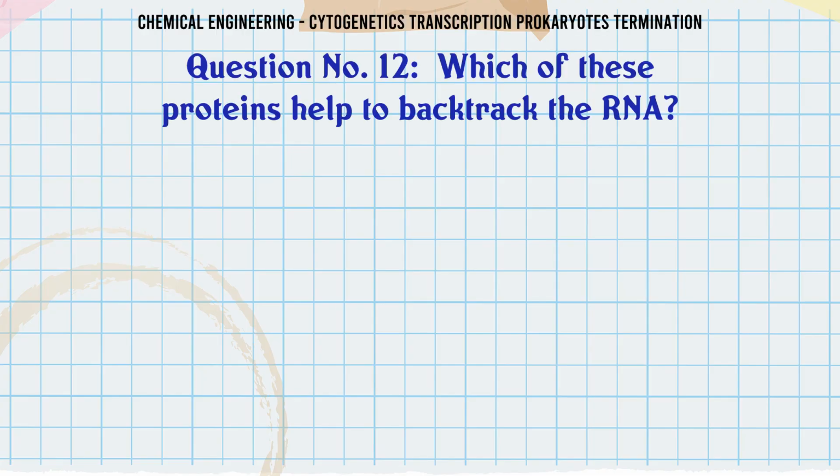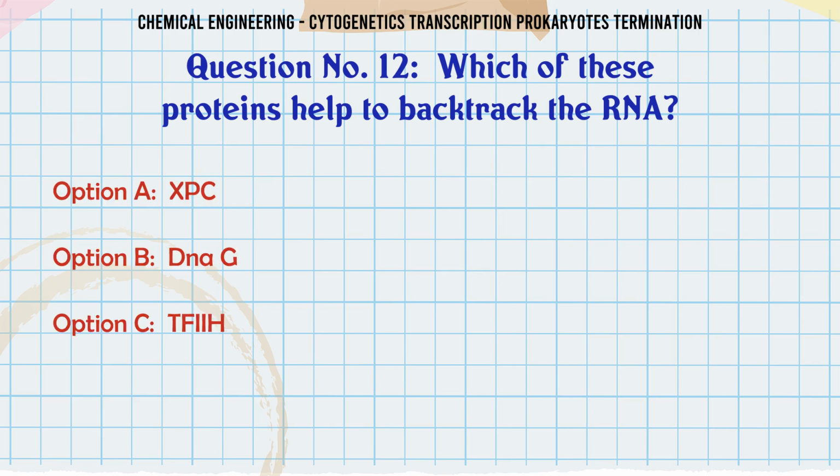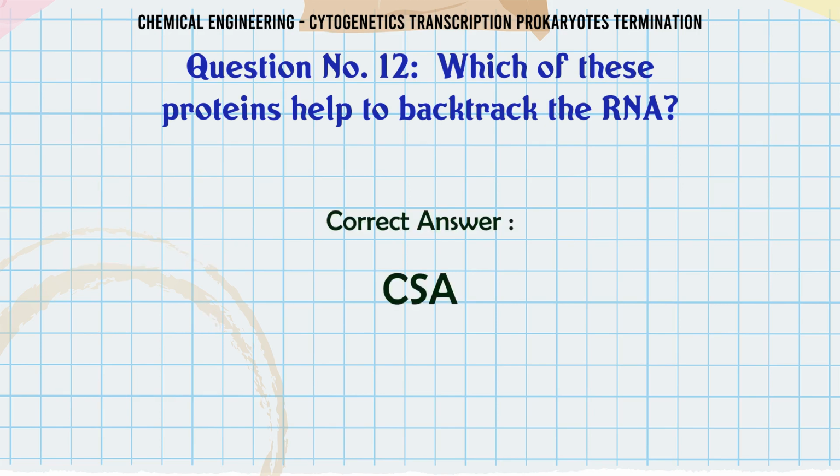Which of these proteins help to backtrack the RNA polymerase? A XPC, B DNAG, C PA, D CSA. The correct answer is CSA.